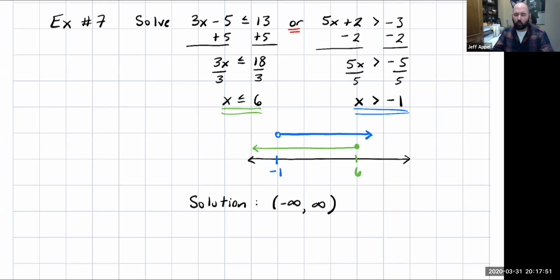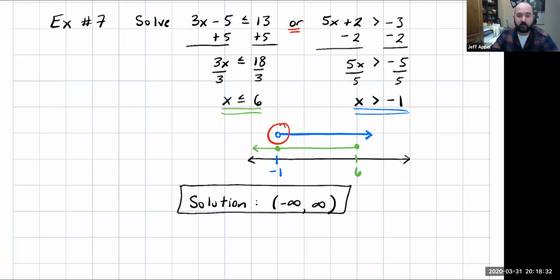Now, the one spot that everybody's probably thinking about right now is this spot right here. And you guys are probably thinking to yourself, wait a minute, there's an open circle there. That number doesn't count. Well, it doesn't count on the blue graph, but remember that if you see a line, that's just like a closed circle, and it does count on the green graph. So as long as it's there for one of the two graphs, then we're okay. So this solution runs from negative infinity to positive infinity, or you could just simply write down all real numbers.